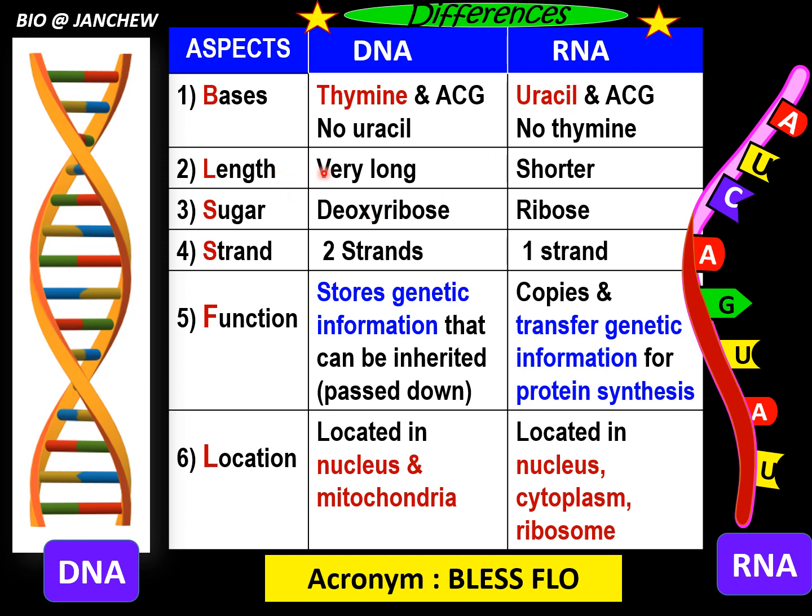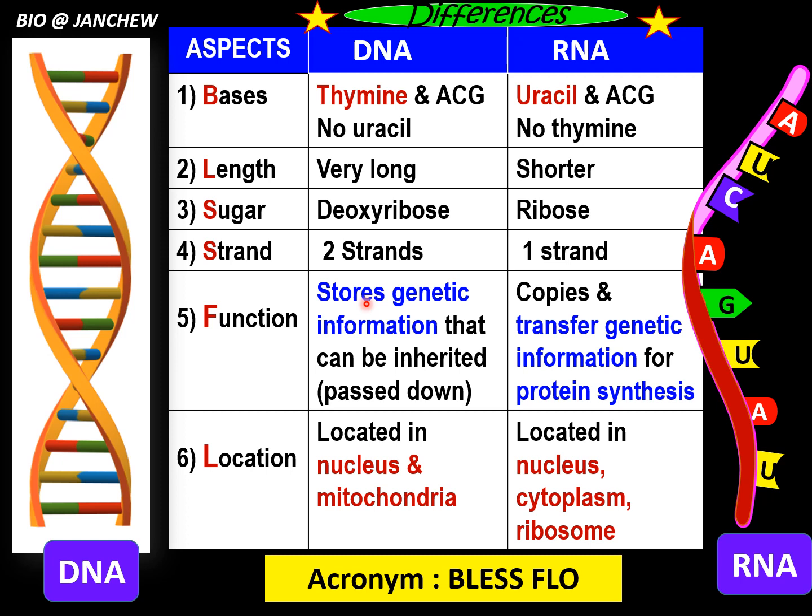Length. DNA is very long because it stores a lot of genes for the synthesis of various types of proteins. But RNA is shorter because it only copies one gene for the production of one protein, and it copies this from the DNA. Now sugar, the pentose sugar in DNA is deoxyribose, but in RNA is ribose. Strand, DNA consists of 2 strands of polynucleotides, but RNA consists of only 1 strand of polynucleotides.